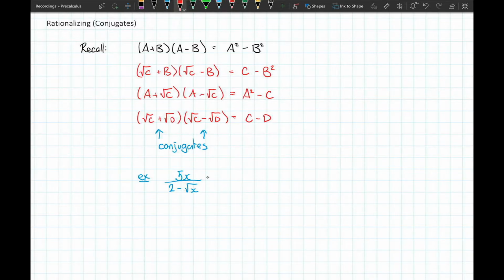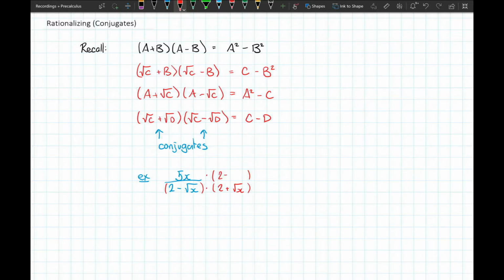Well, by properties of equivalent fractions, I have to just take a non-zero factor and multiply top and bottom. And I know that if I multiply by a conjugate, in this case 2 plus root x, then when I go and distribute out the denominator, making sure I've got brackets appropriately here, I won't have any roots in the denominator.